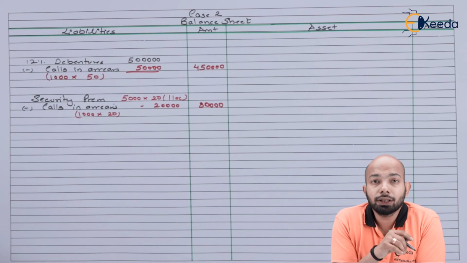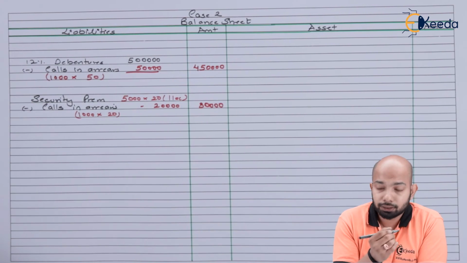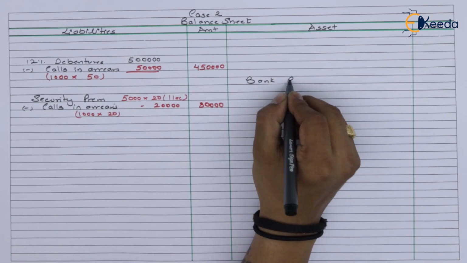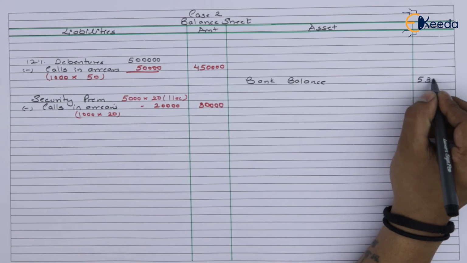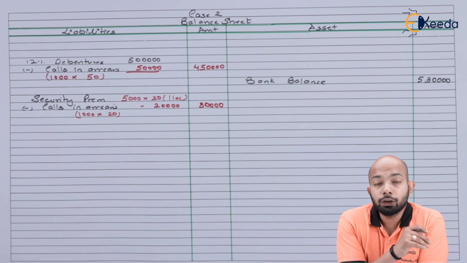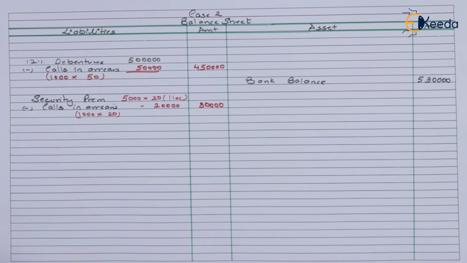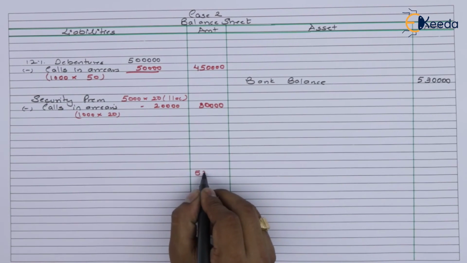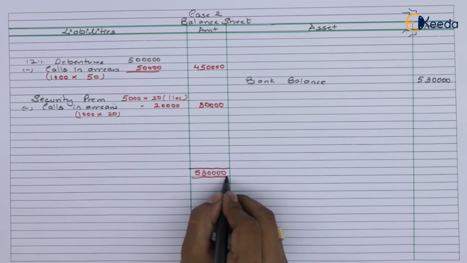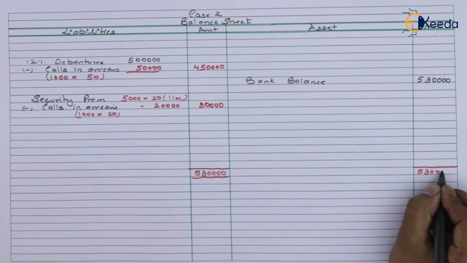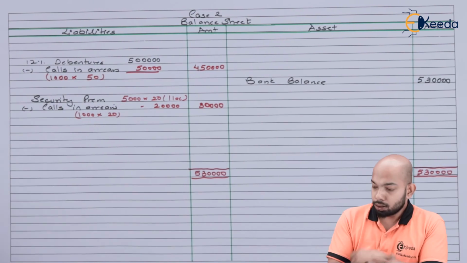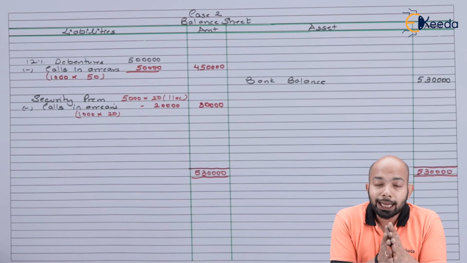Now it's time to mention the cash balance or bank balance here, which is equivalent to 5,30,000. Now let's tally the balance sheet here. So case 2 balance sheet has been prepared.